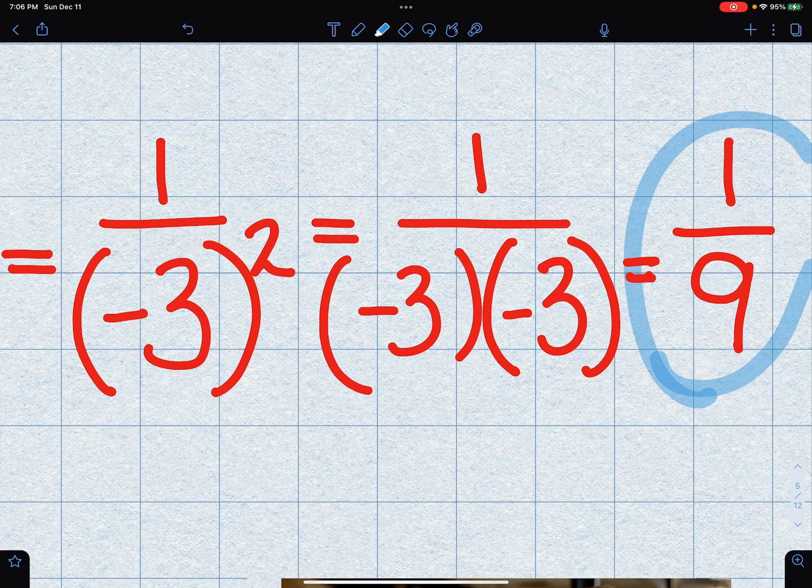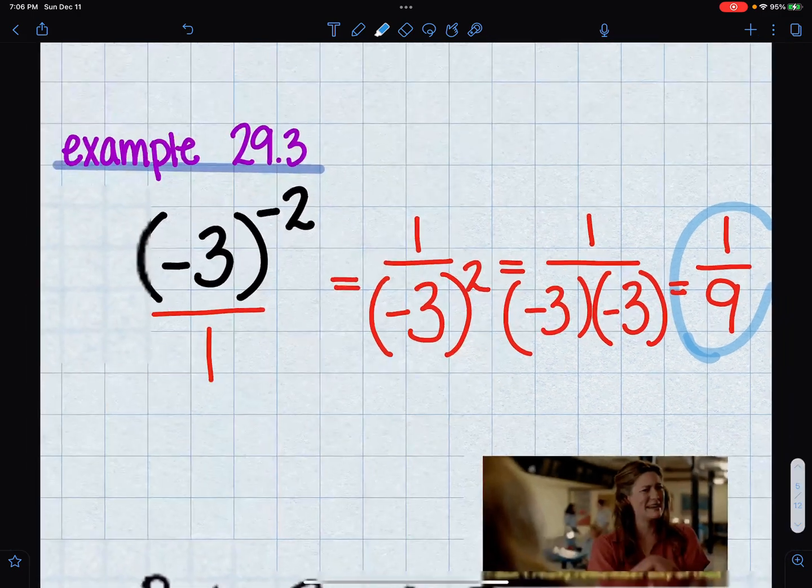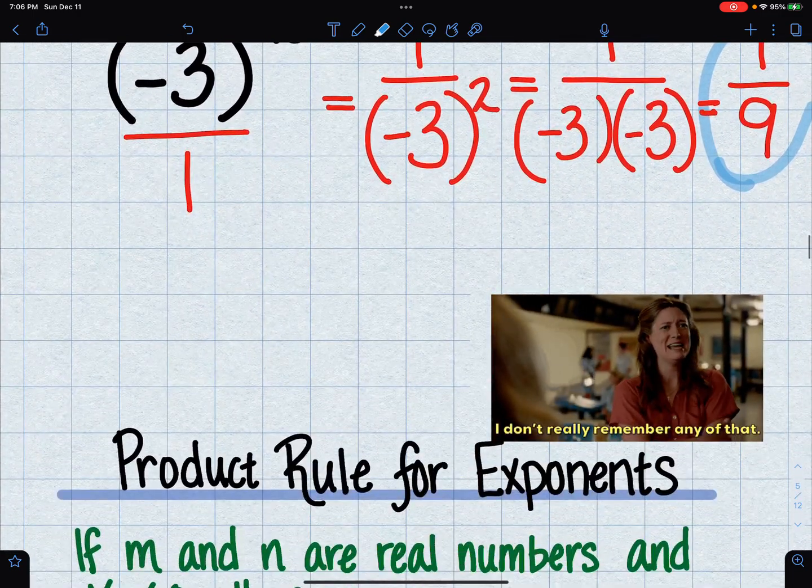All right, so we've defined negative exponents. One thing to point out is that it does not conflict with our product rule for exponents. Do you remember what the product rule is? Don't worry if you don't.